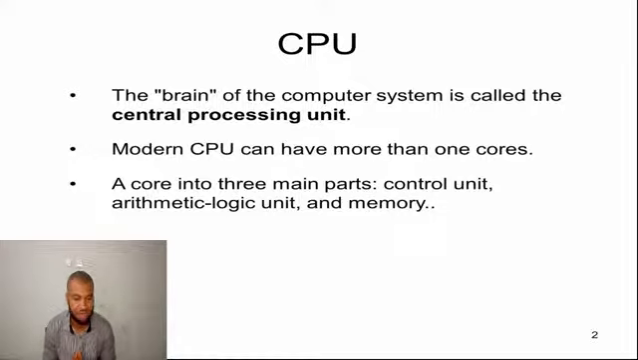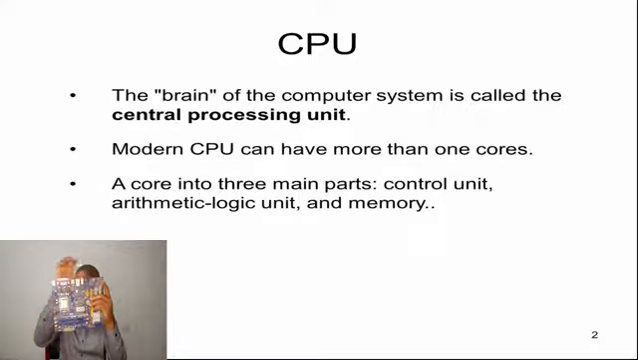The CPU is the brain of the computer system and it is called the Central Processing Unit. This part of your motherboard is called the Central Processing Unit. I'm sure you can see this part here, where you have this square. This is your motherboard, and the part where you have the square here is where you have your processor.